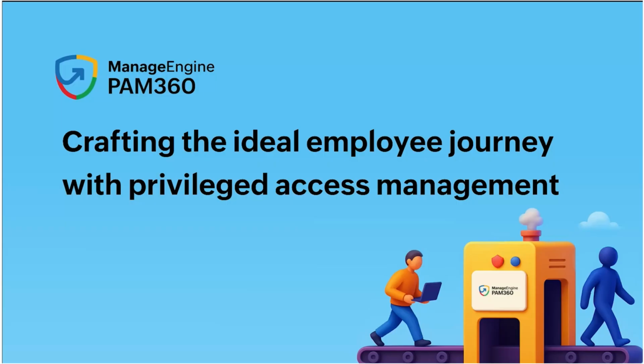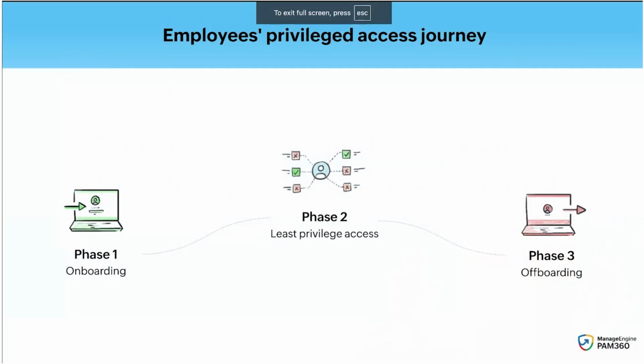Now, these three phases of an employee's access journey are exactly what we will be talking about today. We will look at different use cases where an employee is being onboarded into a system and how you can allocate least privileged access to this particular person and how you can securely offboard them from your organization.